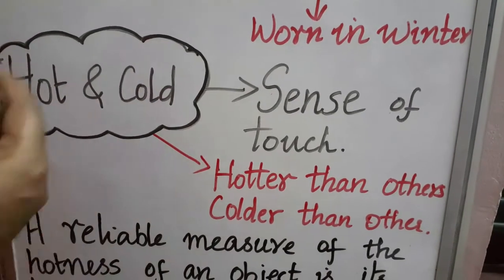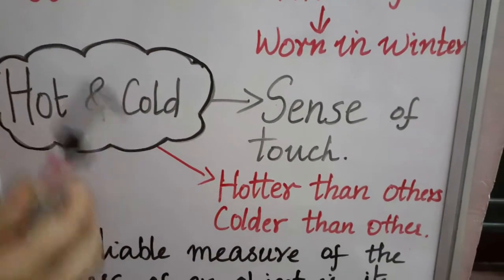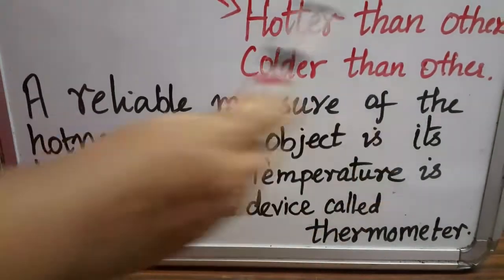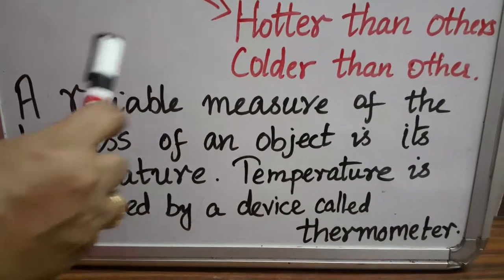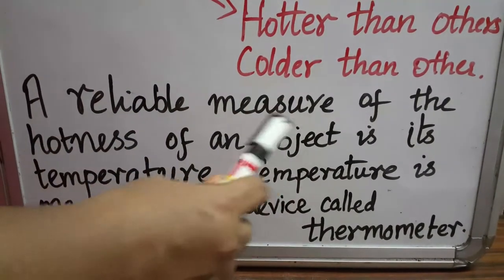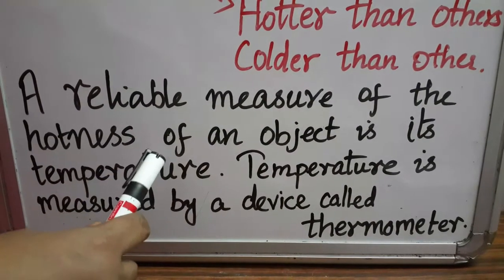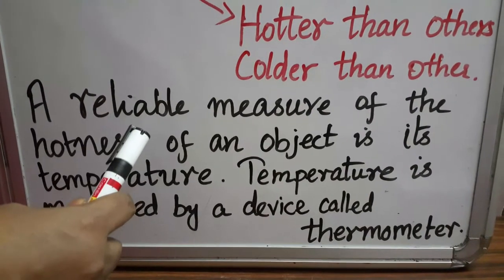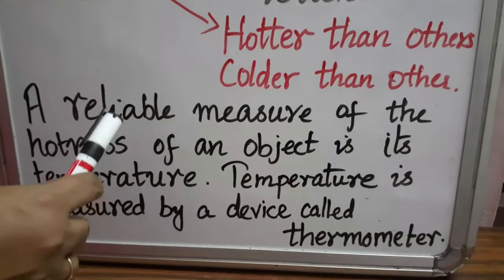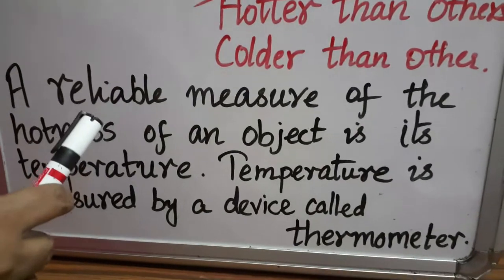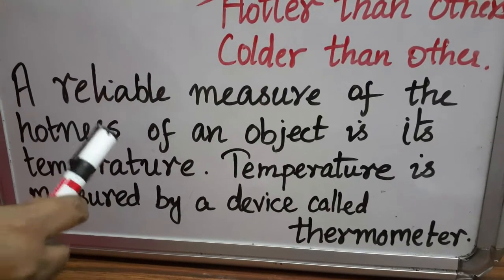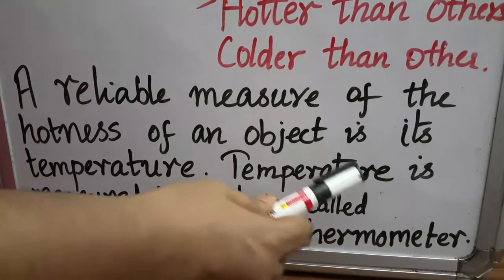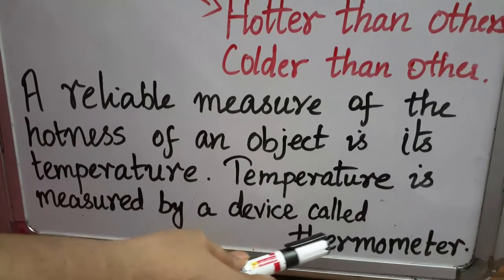So how will we measure the heat? A reliable measure of the hotness of an object is its temperature. First of all, we will measure with our hand by touching. Then also, some things we cannot touch and see. Some things we need an accurate measure. For that, to measure the temperature, we will use the device known as thermometer.